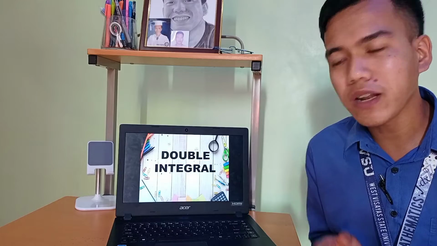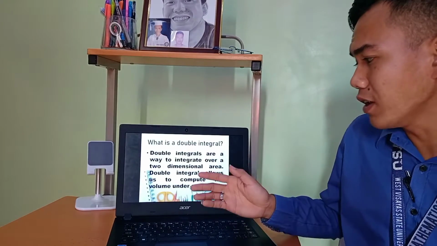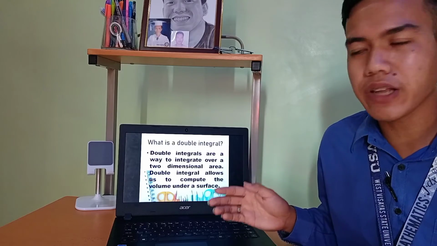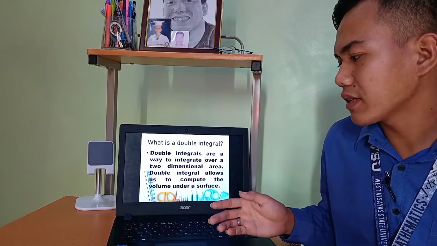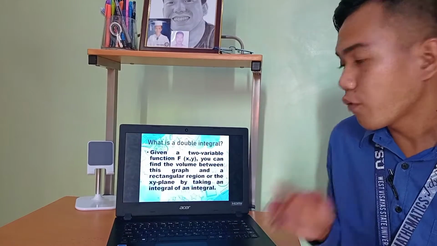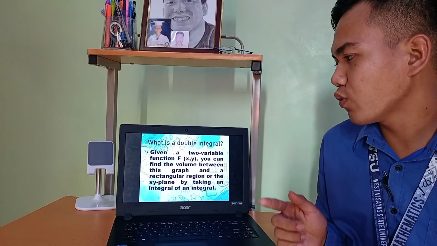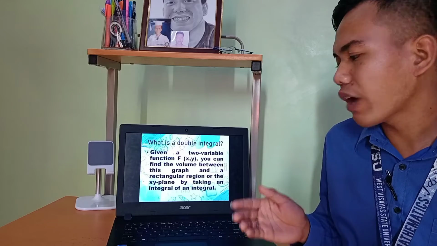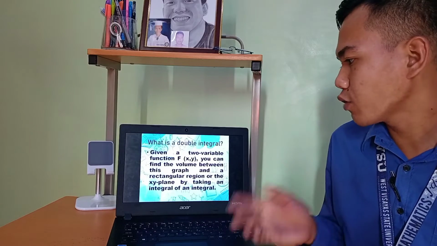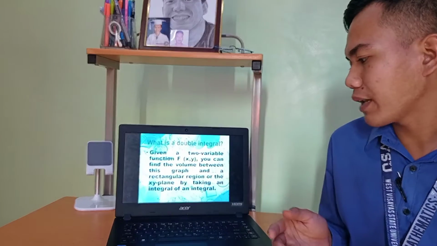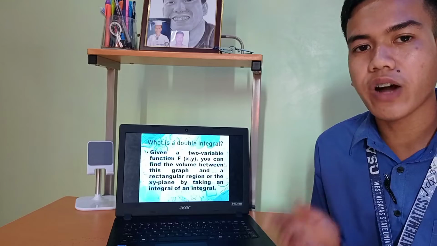So when we say double integrals, they are a way to integrate over a two-dimensional area. Double integrals allow us to compute the volume under a surface. Furthermore, given a two-variable function f of x and y, you can find the volume between the surface in the graph and the rectangular region on the xy plane by taking an integral of an integral.